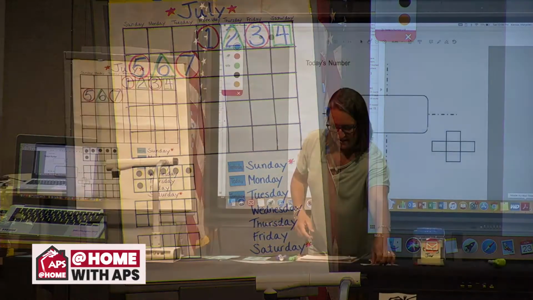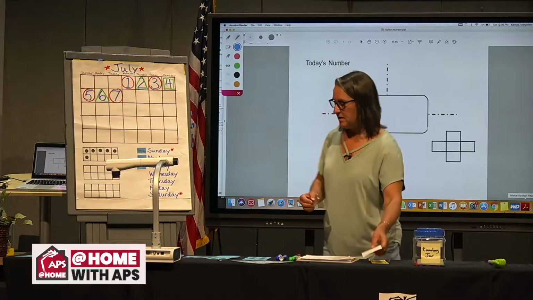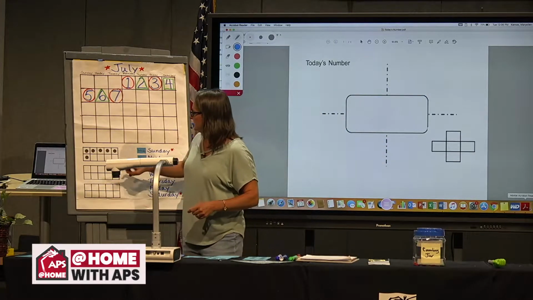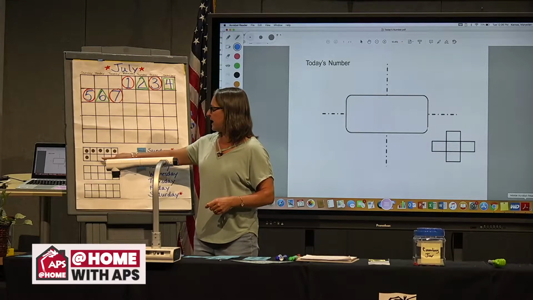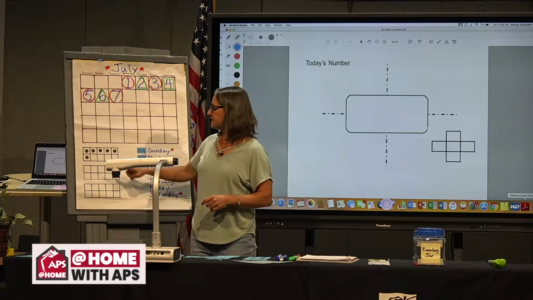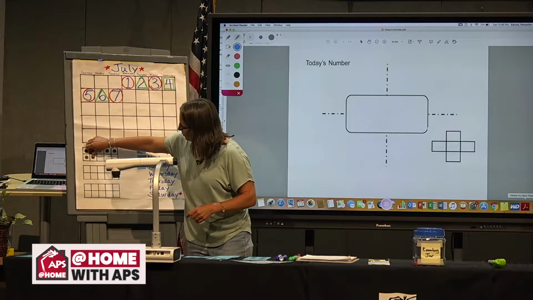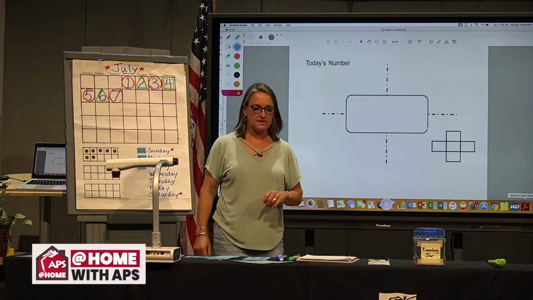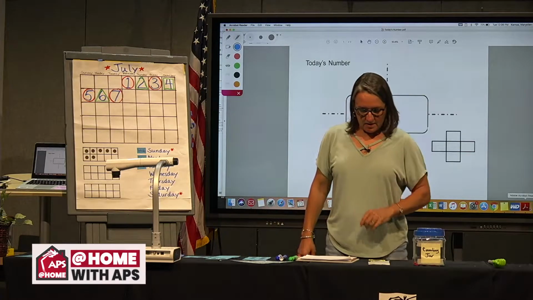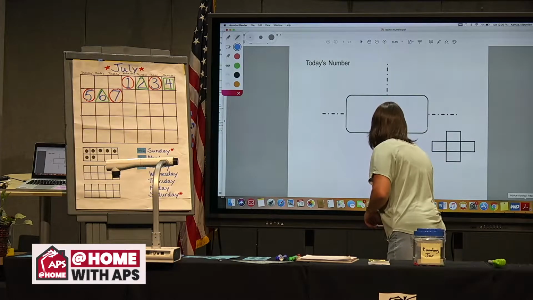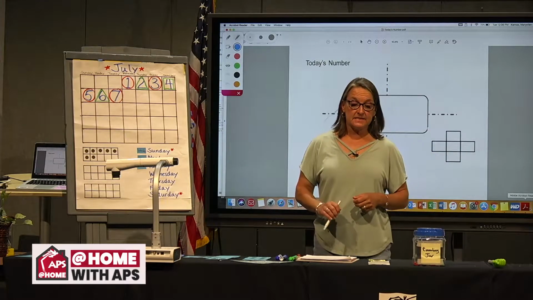Let's go ahead and fill in our 10 frame for 7. So yesterday we had 5 and 1 more, 6. Today we'll have 5 and 2 more, 7. That's one way that we can see 7 on a 10 frame. Let's see what other ways we can see 7 when we think about today's number.